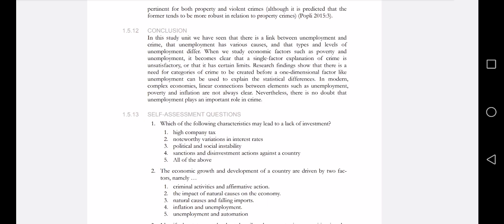Conclusion. In the study unit, we have seen that there is a link between unemployment and crime, that unemployment has various causes, and that types and levels of unemployment differ. When we study economic factors such as poverty and unemployment, it becomes clear that a single factor explanation of crime is unsatisfactory or has certain limits. Research findings show that there is a need for categories of crime to be created before a one dimensional factor like unemployment can be used to explain the statistical differences. In modern complex economies, linear connections between elements such as unemployment, poverty, and inflation are not always clear. Nevertheless, there is no doubt that unemployment plays an important role in crime.